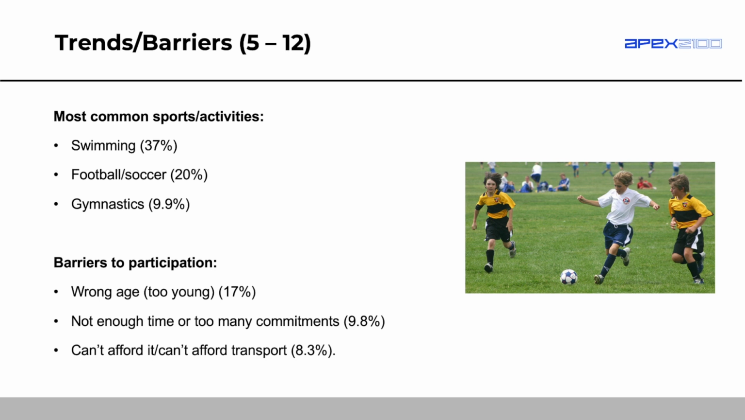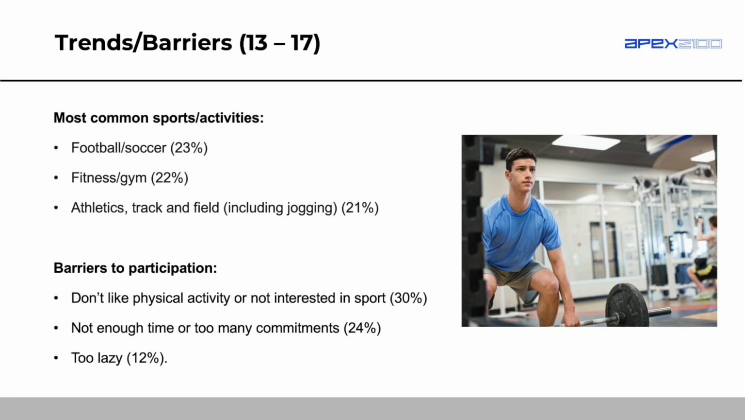They don't have enough time or have too many commitments, and also they can't afford it, or they can't afford the transport to and from wherever they need to go to complete that activity. For 13 to 17-year-olds, the most common activities are soccer, going to the gym, and athletics, track and field, including jogging. Their barriers to participation, so the reason that they don't do exercise, is because they don't like it or they're not interested in it. They don't have enough time, or they have too many commitments. And then the last one is they're just too lazy.